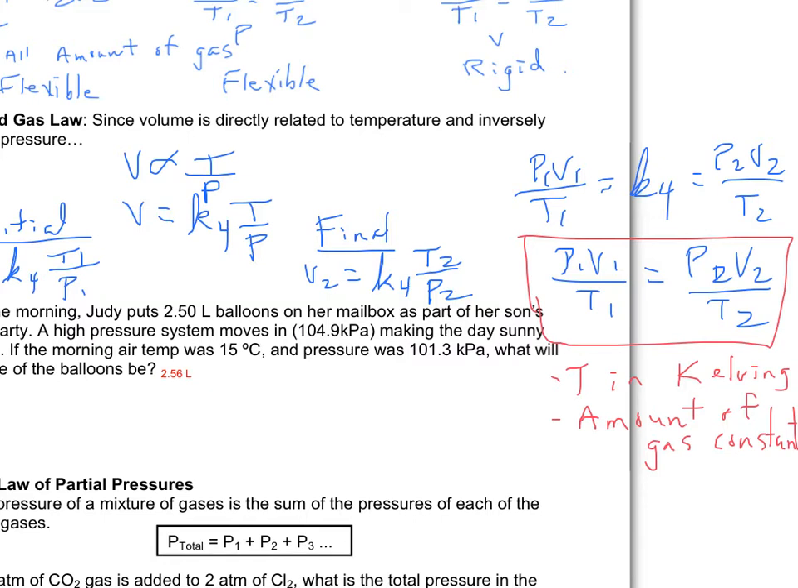In Charles's law, pressure stays constant. So if we cover up the pressure, you get V1 over T1 equals V2 over T2. And in Gay-Lussac's law, volume stays constant, and P1 over T1 equals P2 over T2.